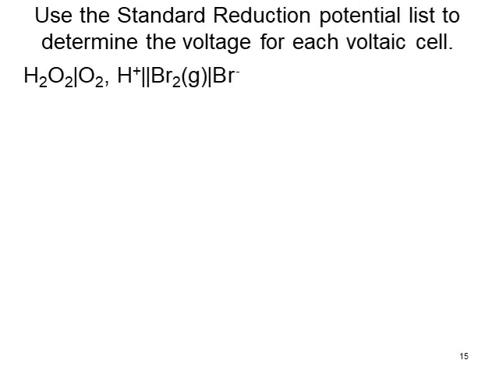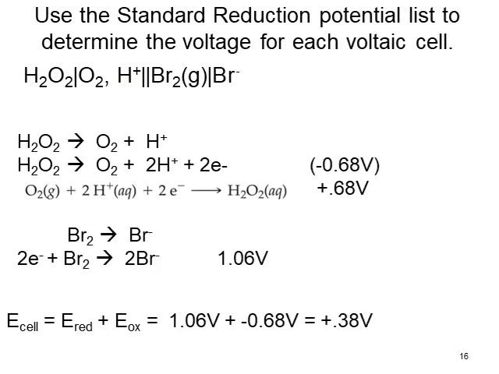Okay, try one more. The issue here is that the first half reaction is a little ugly. We're saying oxygen and H plus are products, and so you should be able to balance it quickly, but it's just a little weird to look at. And then the bromine is a little easier, and then look up the standard voltages and figure out the overall E cell voltage. So here's how I'd solve this problem.